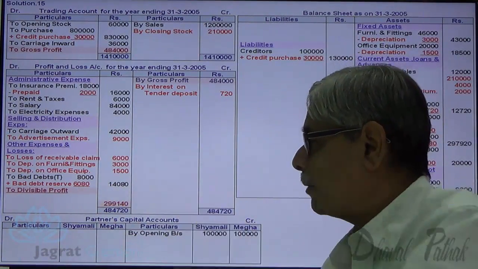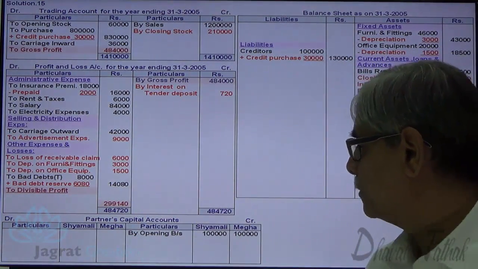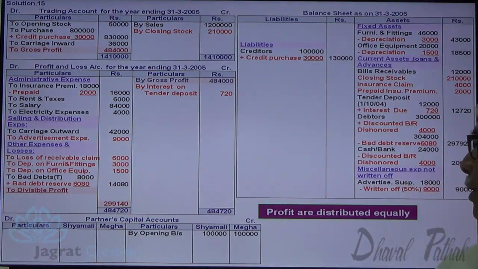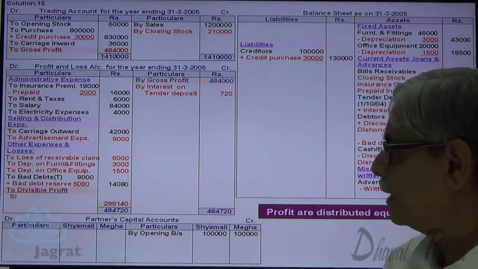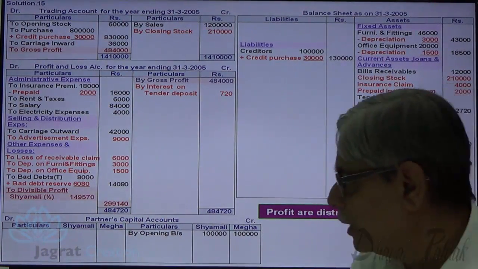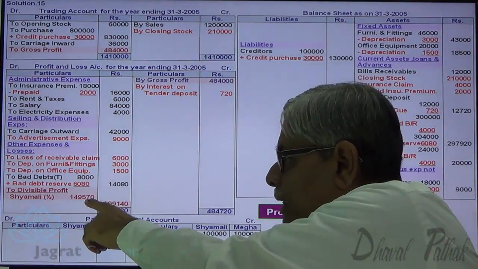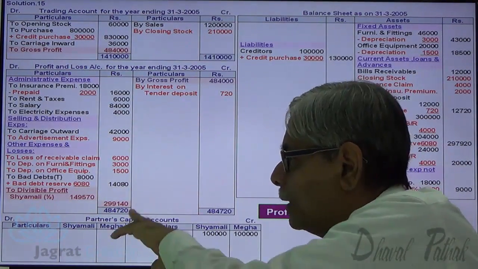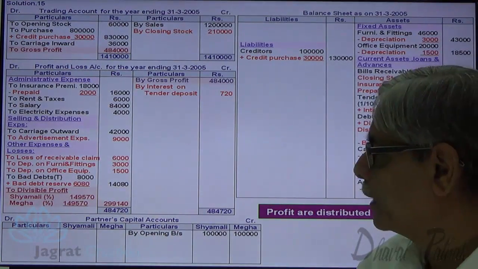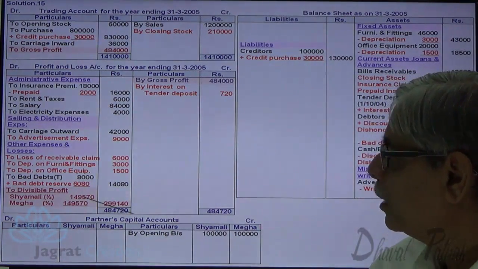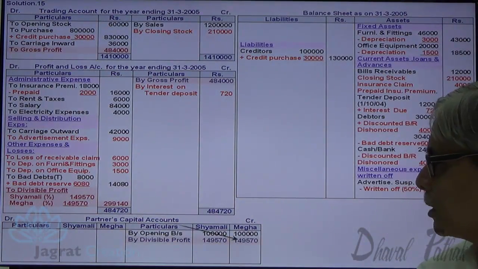This net profit will be distributed between two partners, Shyamli and Megha. The profit will be distributed equally between the partners. So 2,99,140. If you distribute equally, the share of Shyamli is 1,49,570 and share of Megha is also 1,49,570. This profit is credited to the capital accounts of the partners.